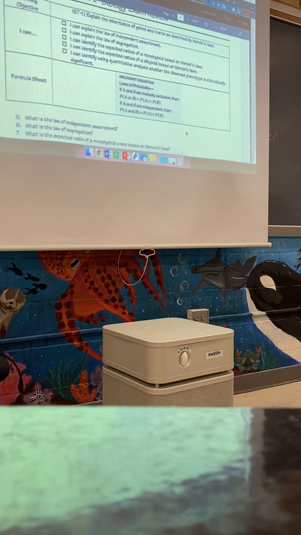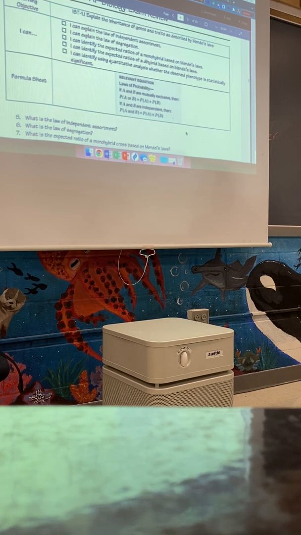I can explain the law of independent assortment. I can explain the law of segregation. I can identify the expected ratios for a monohybrid or dihybrid cross. I can identify using quantitative analysis whether the observed phenotype is statistically significant. Feeling there's questions there? Yes?